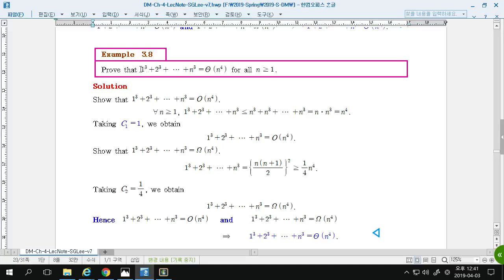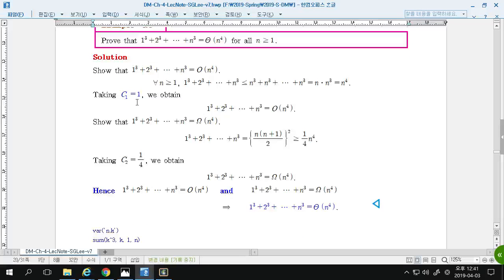Next, the sum of the cubes of the positive integers is theta of n to the fourth. Similarly, since each i is at most n, each term is less than or equal to n cubed. How many terms do we have? We have n of them, so n times n cubed is n to the fourth. So the left-hand side is big O of n to the fourth if we choose C1 equal to 1.